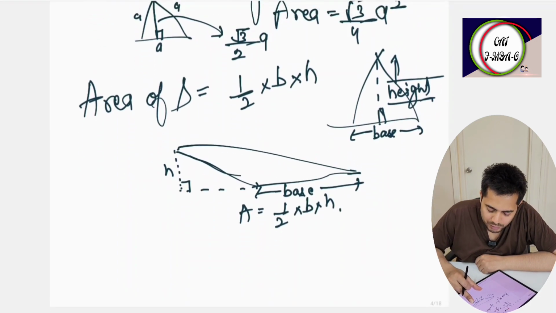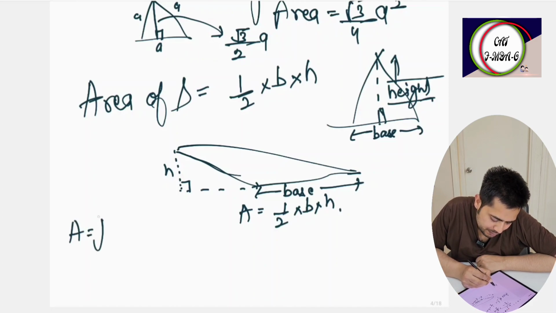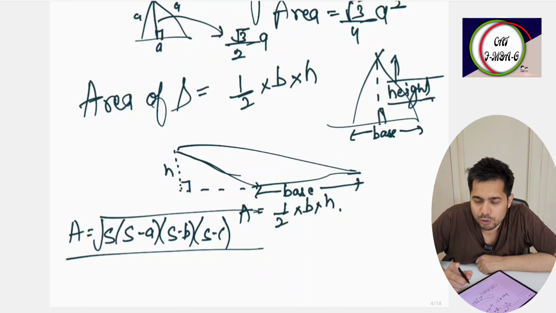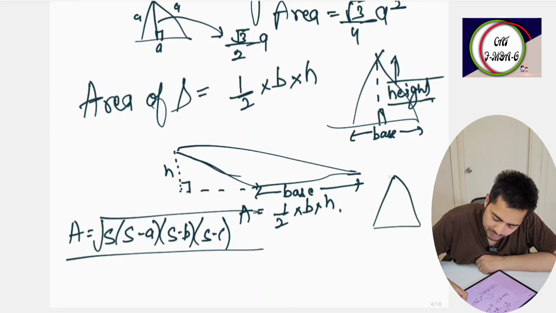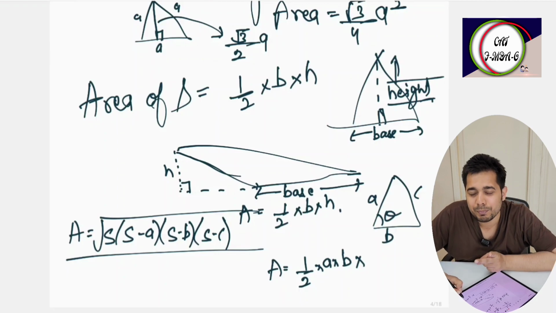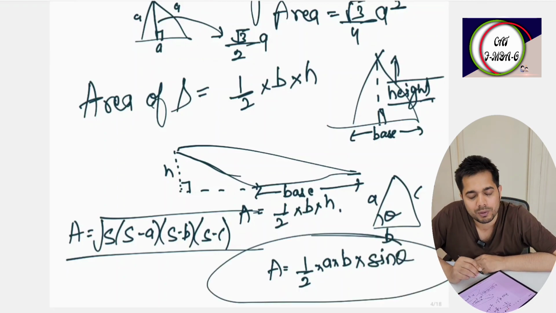Another thing for the area of a triangle is, I told you the area can be found out by the semi-perimeter formula. And for finding the area, another very important formula is there. Let us say a triangle is there, so this is side A, this is side B, this is side C, and this angle is theta. So area will be given as half into A into B into the sine of the angle between those two sides. This is also a very important formula.